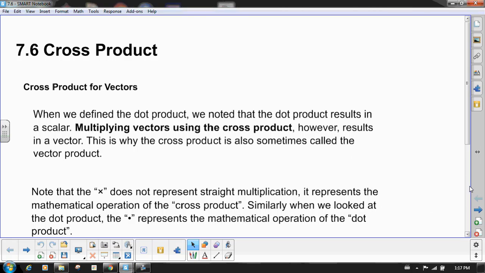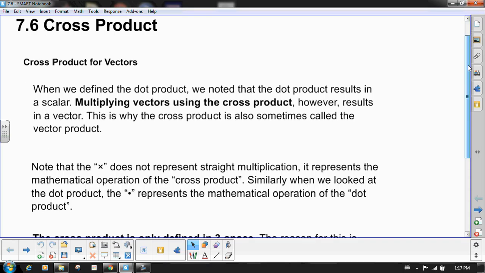Okay, so this lesson is going to focus on the cross product for vectors. We've learned already that the dot product represents scalar multiplication. When you do the dot product between two vectors, you end up with a scalar. Now we're going to do something called the cross product, which means we're taking two vectors, multiplying them, and ending up with a new vector.